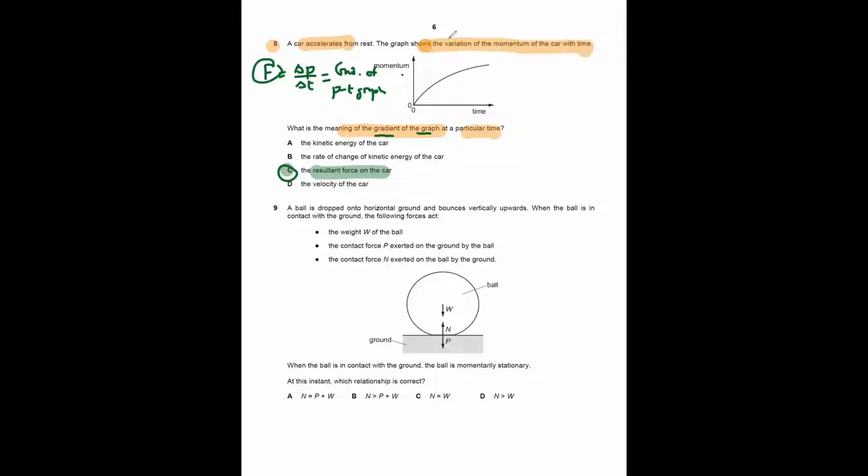Now for question 9, you have a ball that's dropped onto horizontal ground and bounces vertically upwards. When the ball is in contact with the ground, these are the forces that act. You have weight W of the ball, contact force P exerted on the ground by the ball, and contact force N exerted on the ball by the ground. When the ball is in contact with the ground, the ball is momentarily stationary. At this instant, which relationship is supposed to be correct here?